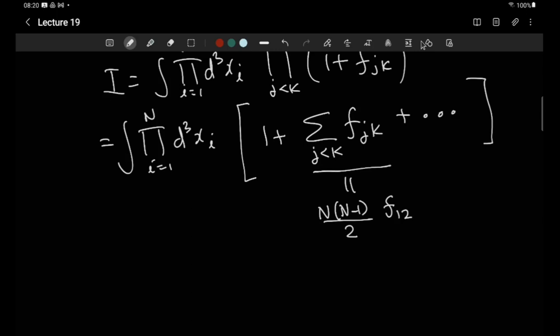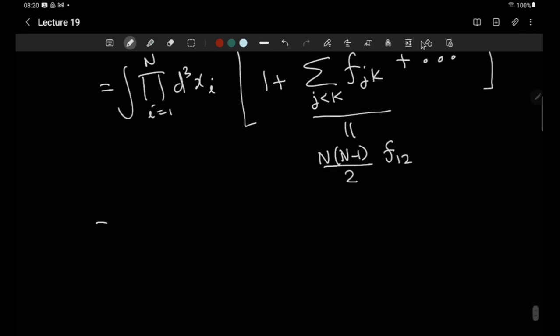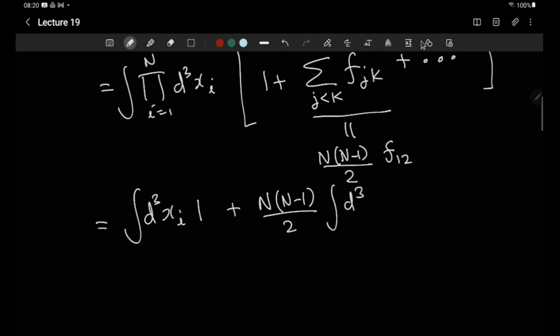Is this point clear? I'm just using the fact that they're all identical things, so I just compute one of them and multiply it by n into n minus 1 by 2. F12 is not special, there's nothing special about 1 and 2. Okay, so that's what I will do. So then you can see that this is equal to, now I can do the integrations.